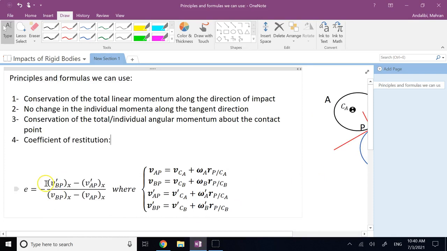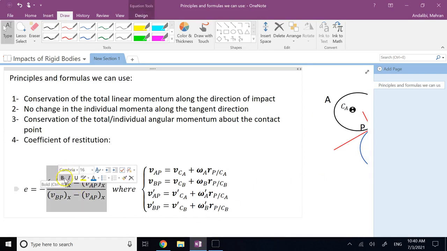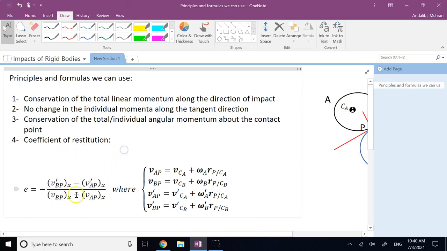So we still wrote that equation, negative relative velocity after to relative velocity before impact, but all of those relative velocities were along the direction of impact, as I said, let's say in this case x. So that was the definition.